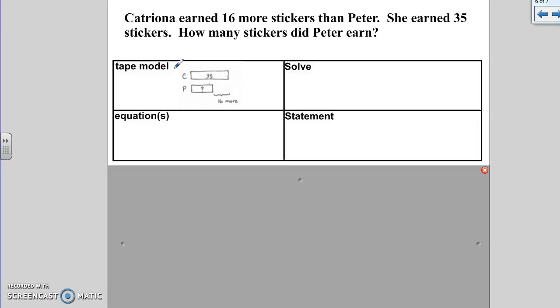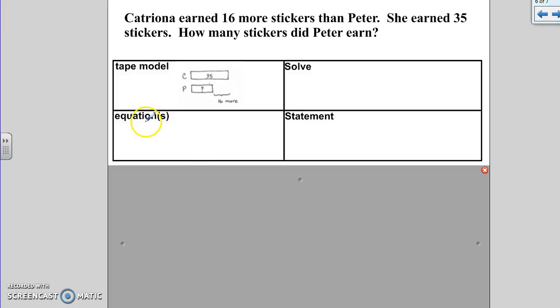Thinking about this tape model here, I want you to try to create an equation that will help you to solve this problem. You could do this with addition or subtraction, but we know the whole, we know one of the parts. We need to figure out the other part that makes the whole amount. Go ahead and press pause. Once you're done writing just the equation, press play.